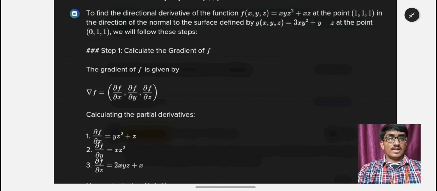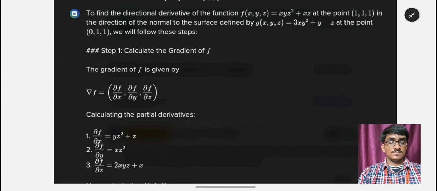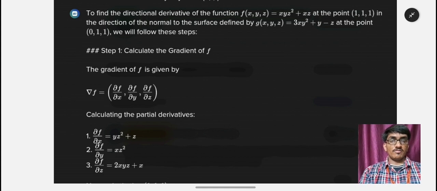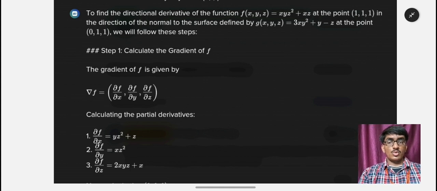Gradient is nothing but del f. Del f equals dou f by dou x, dou f by dou y, dou f by dou z. We have to partially differentiate the given function with respect to x, y, z. Then we get the following answers. Calculating the partial derivatives, dou f by dou x, we get yz squared plus z. Partially with respect to y, we get xz squared. Partially with respect to z, we get 2xyz plus x.